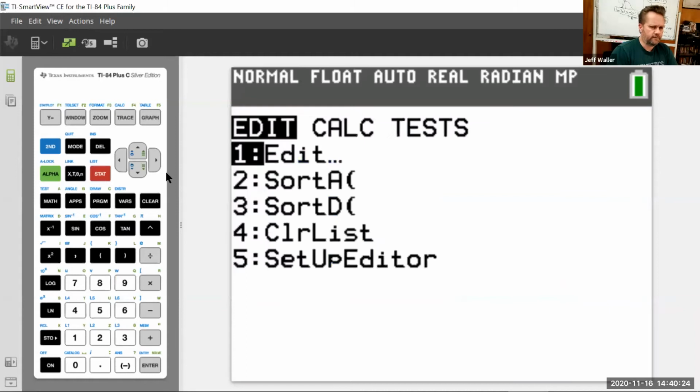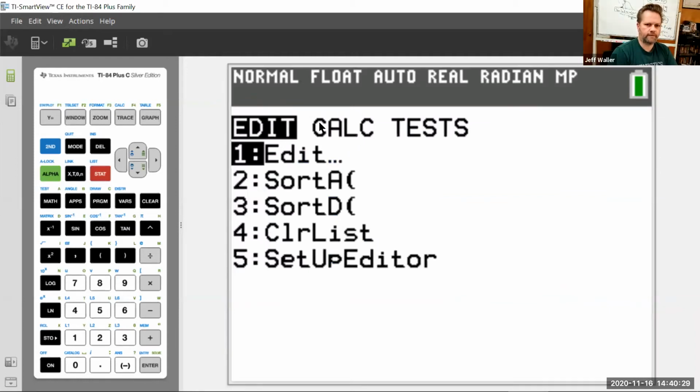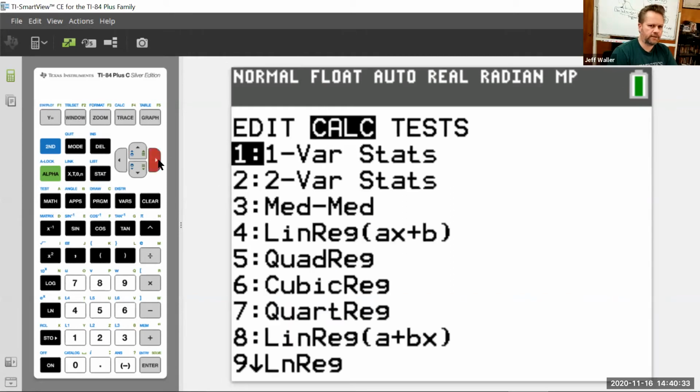Stat. And then what? Calc. So go to calc real quick. We're not going to do 2 var stats. I will show you the formula in the book for what we're about to do, and you'll see why I don't make you do the formula. Which one of those looks like it's going to help us with calculating a line of best fit? Is it number 4? Number 4.